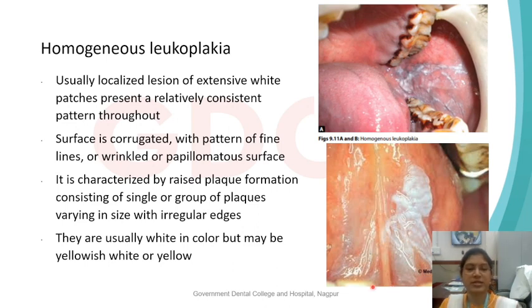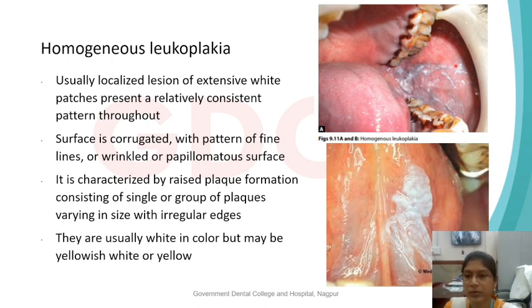So it is characterized by raised plaque formation consisting of single or group of plaques varying in size with irregular edges. And we can appreciate the color, which is white, or it can be slightly yellowish white. Try to compare this with the previous image of pre-leukoplakia.